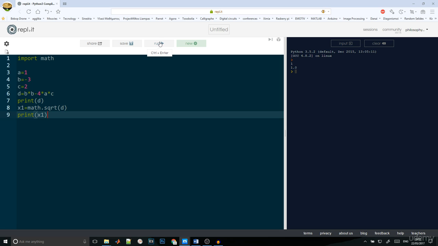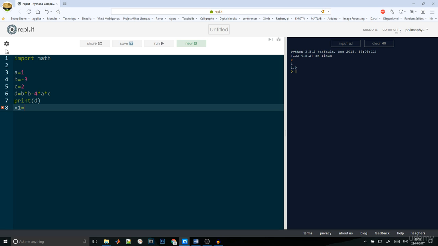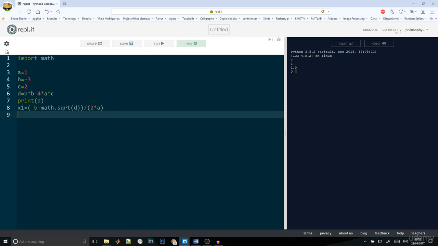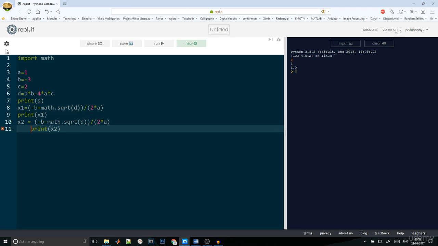So everything is okay. With that being said, x1 is equal to this equation. And we can print the result. The same goes for the x2. And as you can see, the results are the same with the analysis in the animation.